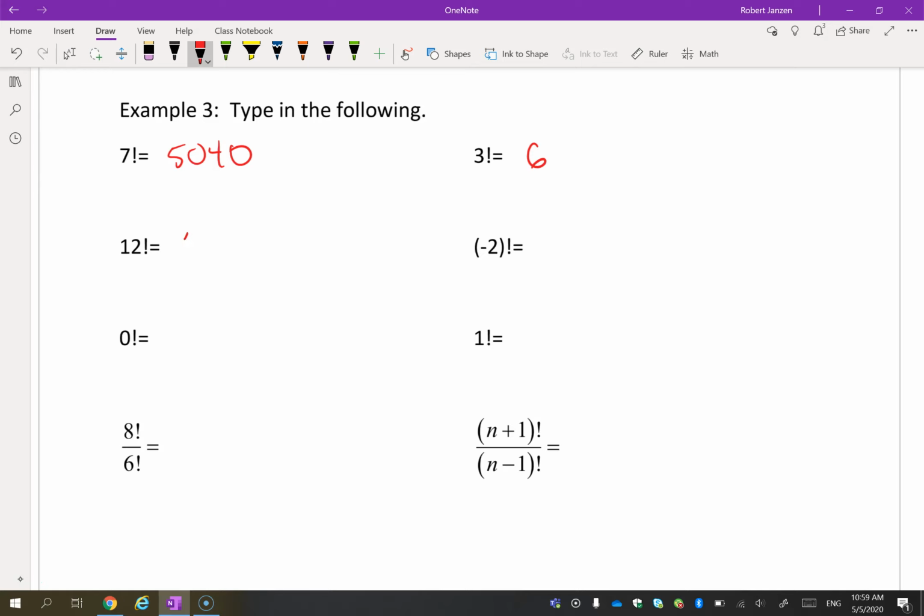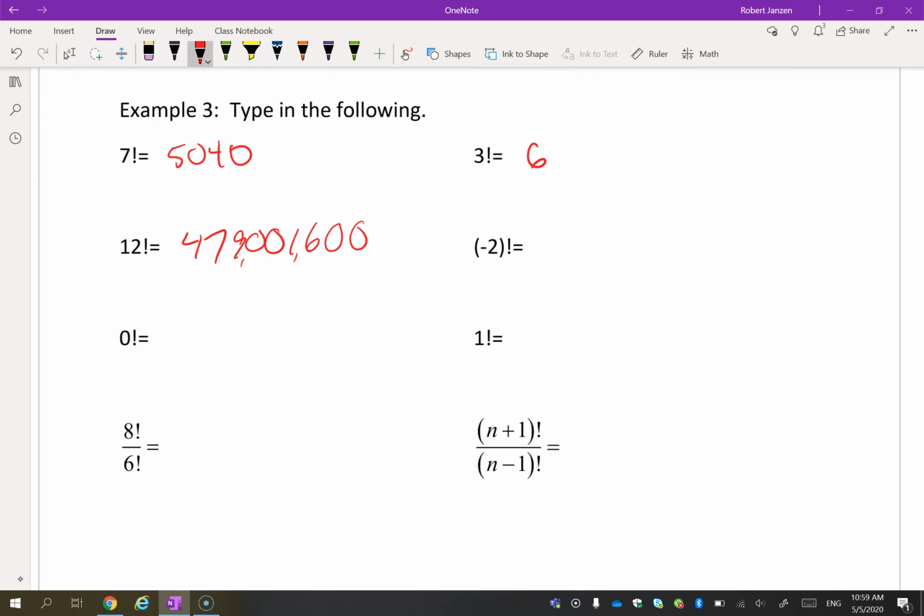Okay, this one is a big number. 479,001,600. Okay, negative 2 factorial. Well, if you try that in your calculator, go ahead and try it and put brackets around the negative 2. If you put that in the calculator, what's going to happen?